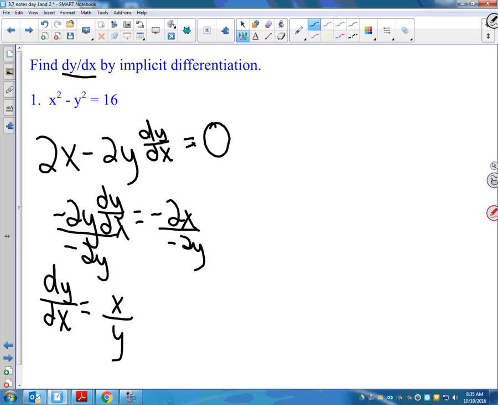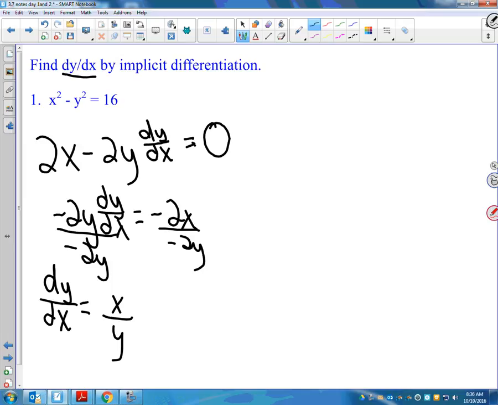So we're still taking derivatives. The only difference is now that we're taking the derivative of y, and then we also have to solve back for dy/dx. How do you feel about that? Because the derivative equals x over y.